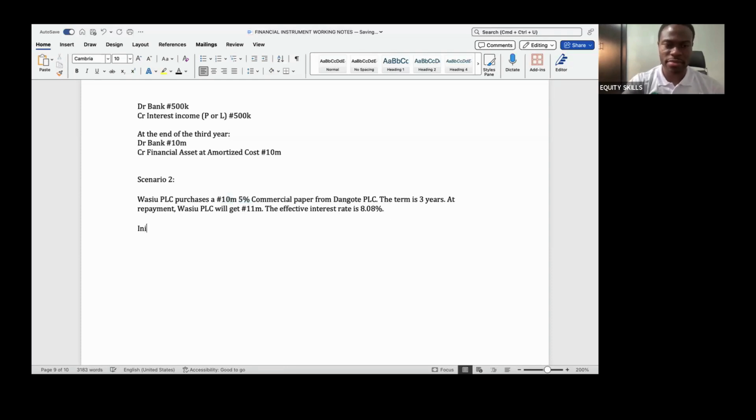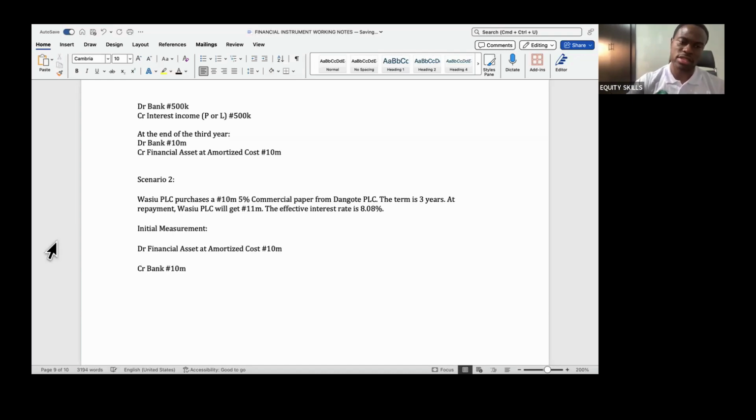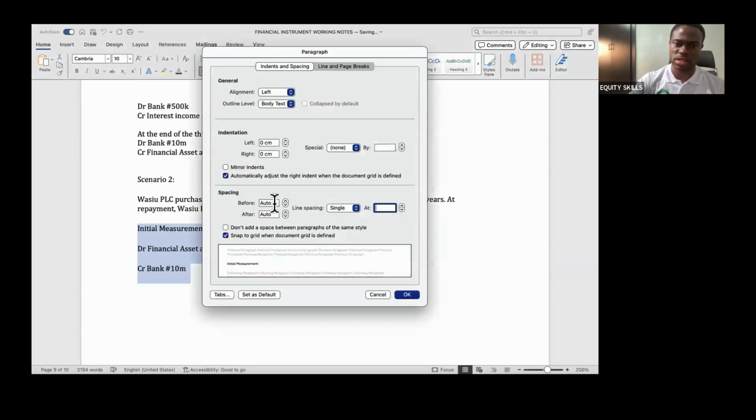So now we'll say initial measurement. You're going to debit the financial asset at amortized cost with the 10 million, and you're going to credit bank with 10 million. This is what you simply do when you make that investment, to put the entries in your books.